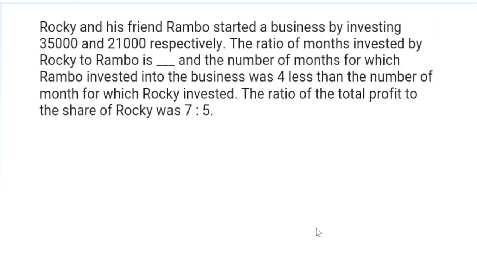See, interesting question. Do not get confused with the last ratio. They are not giving the ratio of the profit between Rocky and Rambo. It is rather the total profit and Rocky's share. Here we will write the actual ratio of Rocky and Rambo: 35k, 21k. It can only be 35 by 21. But still, let's write it for simple understanding. So there you go, simply, you can cut that again, right?